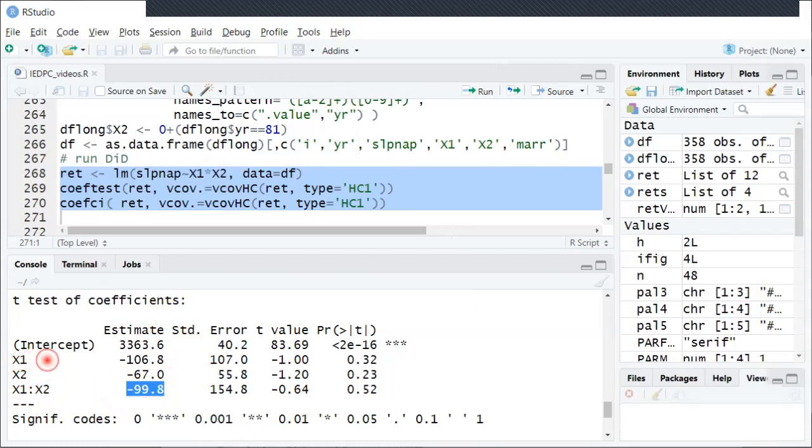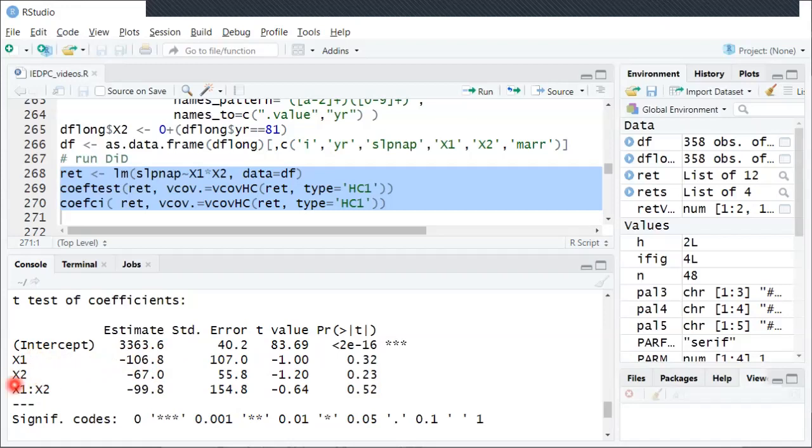So we can see by looking at the X1 coefficient, the beta 1, that's about minus 100 minutes per week. That's saying in 1975, if we compare individuals who in the future will not be married to the individuals who remain married, the individuals who in the future will be unmarried are sleeping less by about 100 minutes per week.